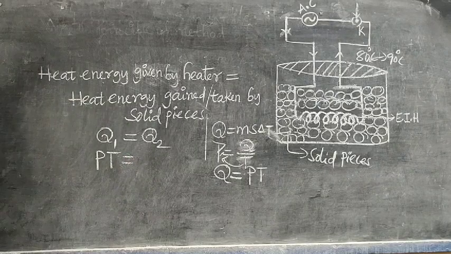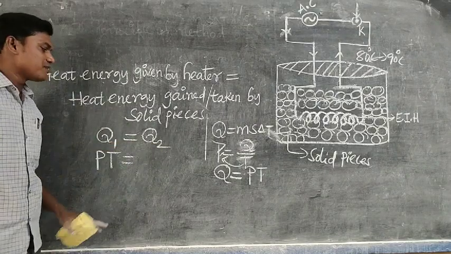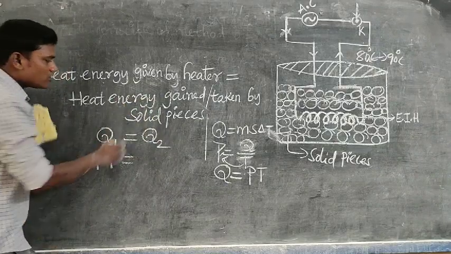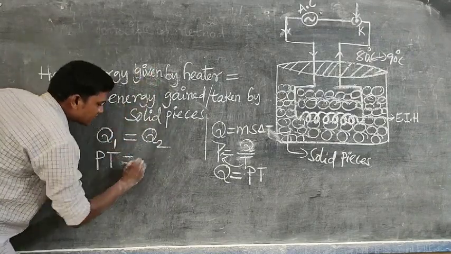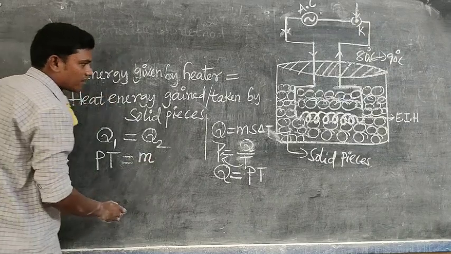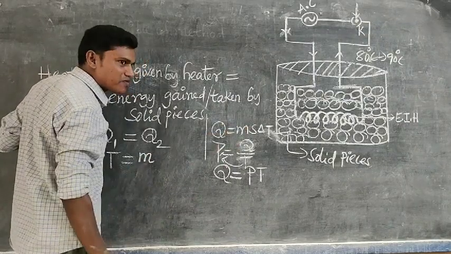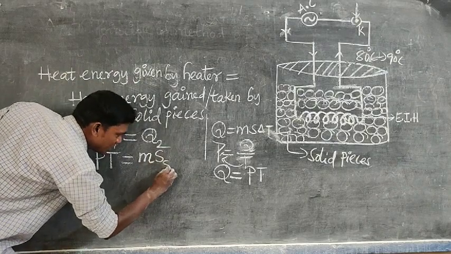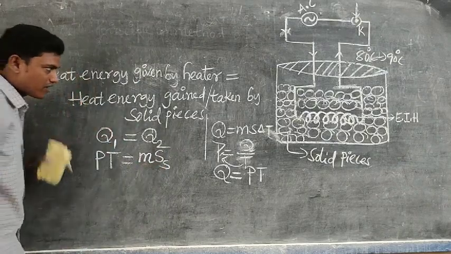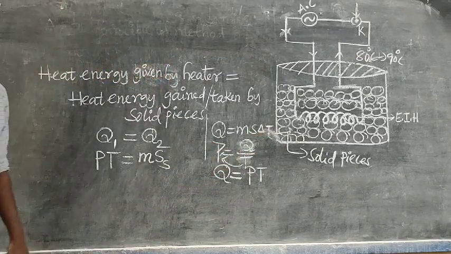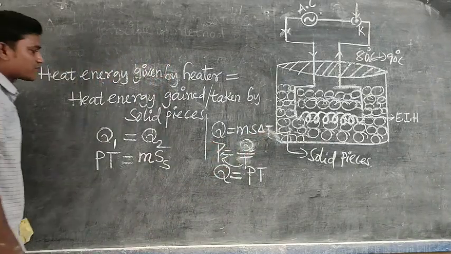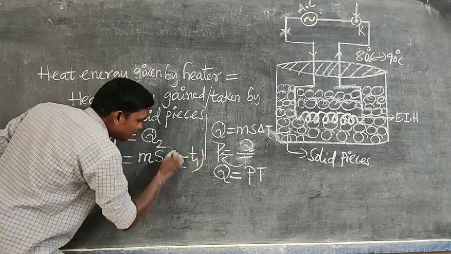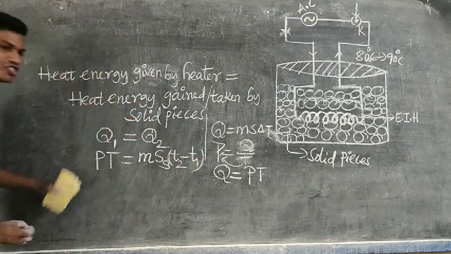PT, that is equals to. So Q2 is nothing but heat energy gained by the solid pieces. So what is the mass of the solid pieces? I said that M. So S is nothing but specific heat capacity. Specific heat capacity of which one? Solid pieces, means S of S. Delta T is nothing but change in temperature. What is the change in temperature? T2 minus T1. T2 is the final, T1 is the initial.